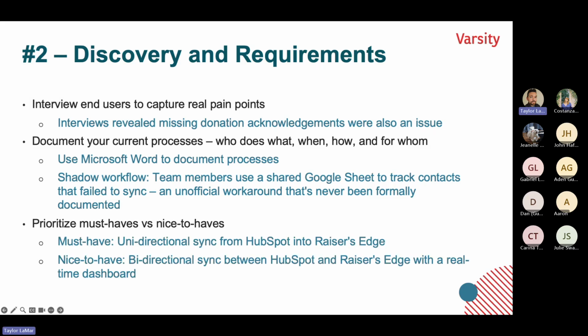And again, we prioritize. The absolute bare minimum that we need is we just want to sync data from HubSpot to Razor's Edge, so we can use Razor's Edge as the source of truth, right? Simple enough. We don't need bi-directional two-way syncing and real-time dashboards and all this stuff. Just sync it to Razor's Edge. That's all we need.